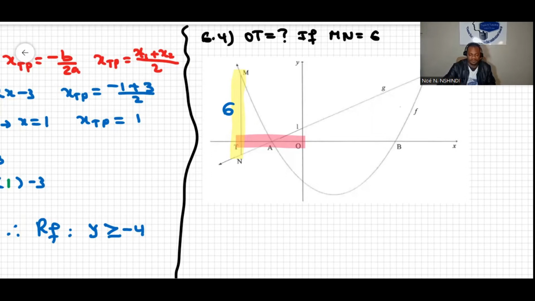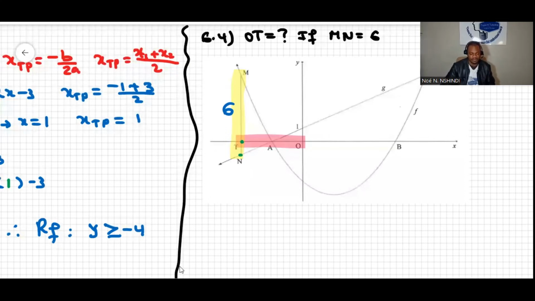We are going to determine the coordinates of T in order to work out OT. But before we find T, we need to find the coordinates of N as well, because N and T share the same x coordinates. They're on the same straight line. Now, this is what we're going to do.